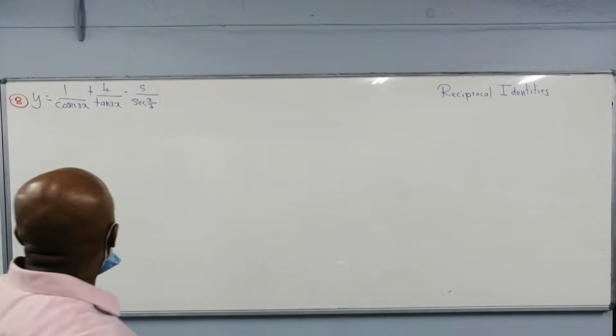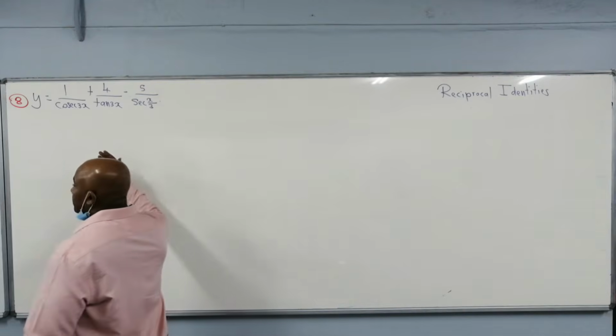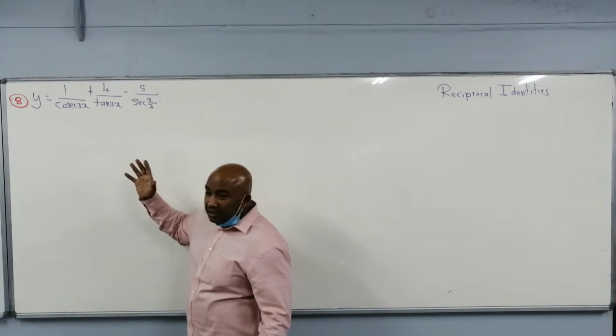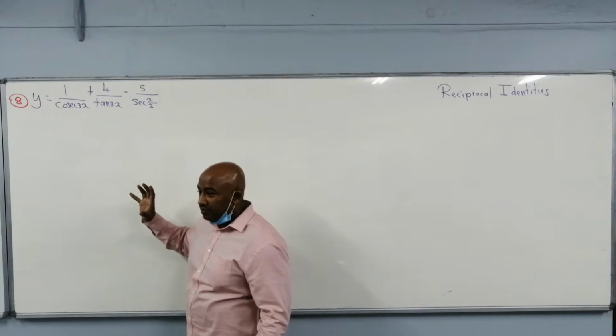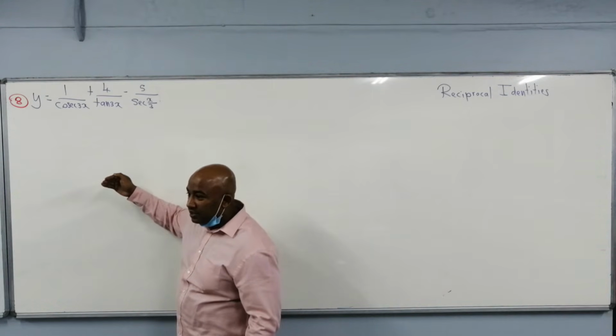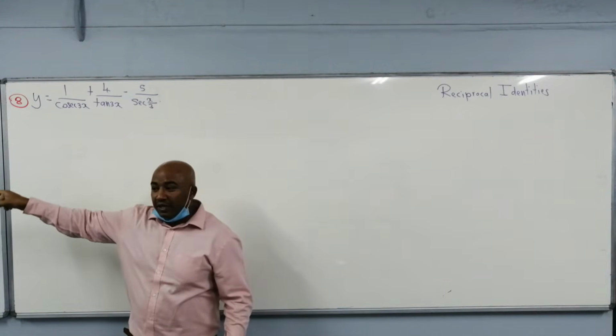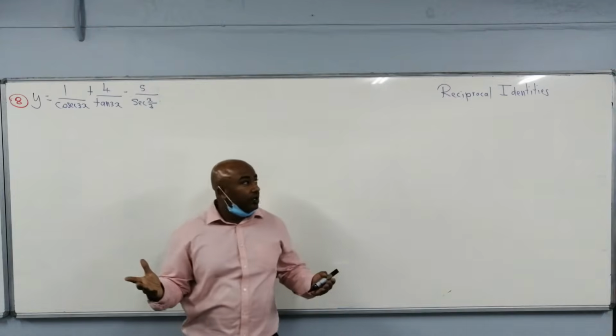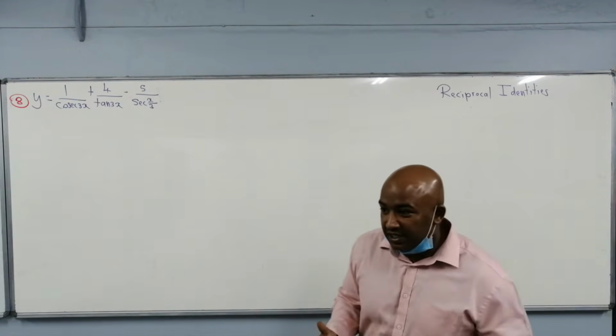Right, our next example here. Again, dealing with trig functions, but not in standard form. So this is not cosec, it's 1 divided by cosec. So you don't see the formula for 1 divided by cosec, you see a formula for cosec. So we go back to our identities now.